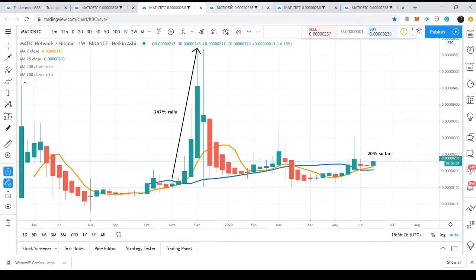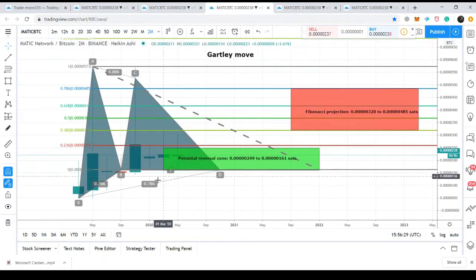Now, I would like to share this bullish move of the Matic network. That is a bullish Gartley move on this monthly chart, this 2-month chart. This is a really very big move that the Matic network has formed, and that is the harmonic Gartley formation.